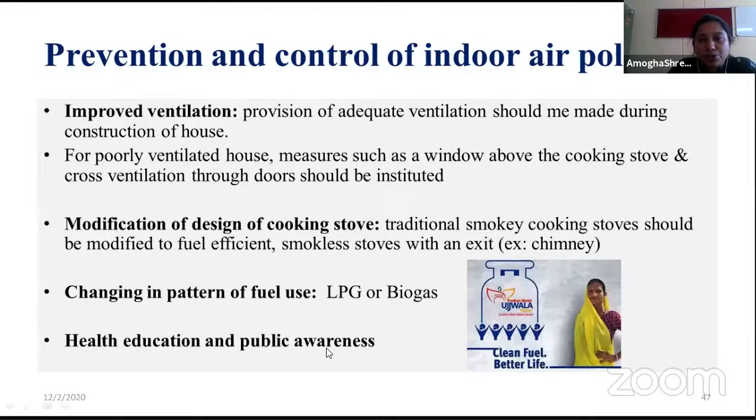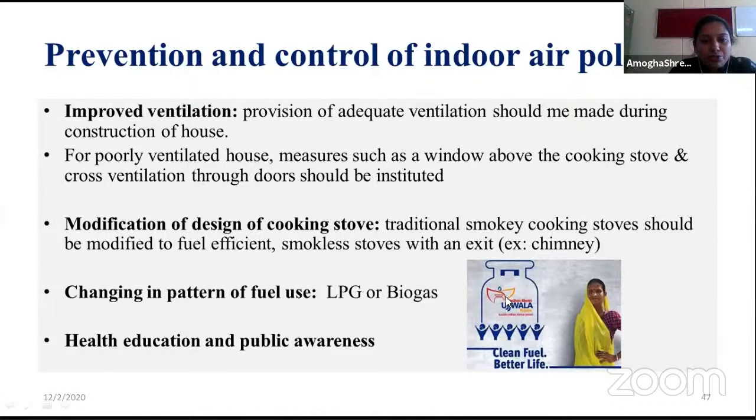Then prevention and control of indoor air pollution, like improved ventilation. This is like a provision of adequate ventilation that should be met during construction of the house. In case it is a poorly ventilated house, measures should be taken, like windows should be placed above the cooking stoves, and cross ventilation through the doors should be instituted.